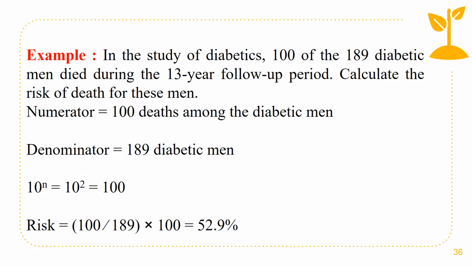Example: in the study of diabetics, 100 of the 189 diabetic men died during the 13-year follow-up period. Calculate the risk of death for these men. Here, the numerator will be 100 deaths among the diabetic men. The denominator will be 189 diabetic men. And the multiplier is 100, because both the denominator and multiplier are in the hundreds position. So risk is equal to 100 by 189 into 100. We can't put 1000 or 10 here, because the multiplier has to be relevant to the denominator.